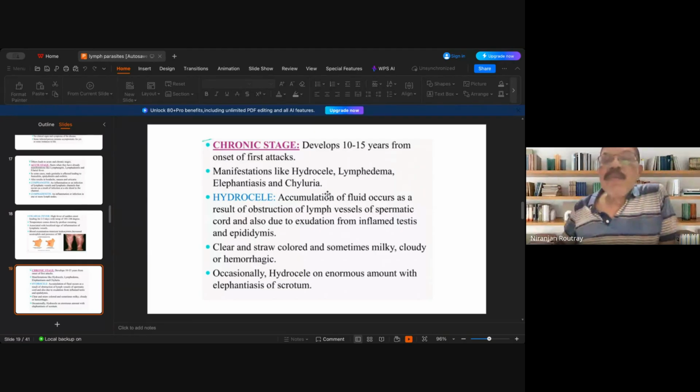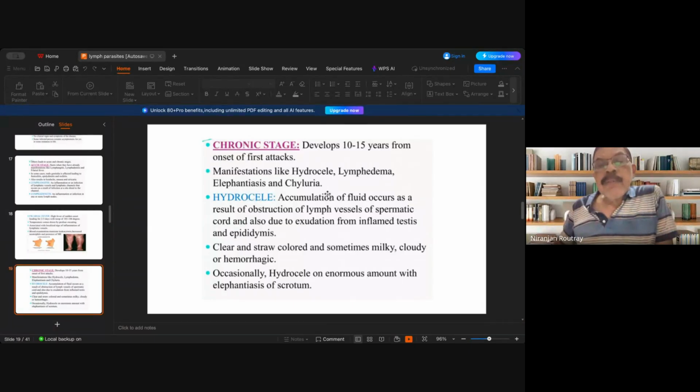Now, the chronic stage develops 10 to 15 years from the onset of the first attack. After this period, the deposition of fluid inside the scrotum leads to hydrocele, then lymphedema, elephantiasis, and chyluria. Chyluria means the urine becomes milky in nature.